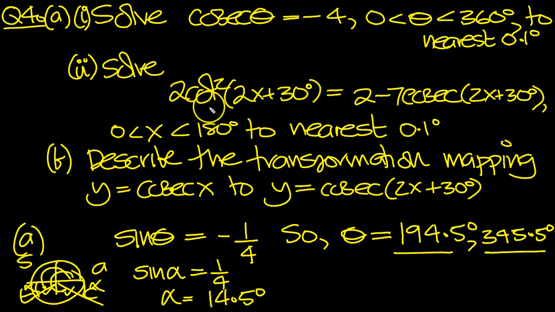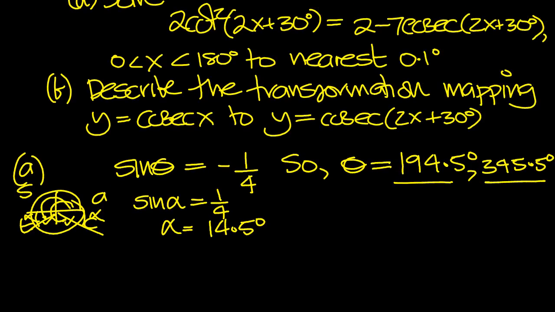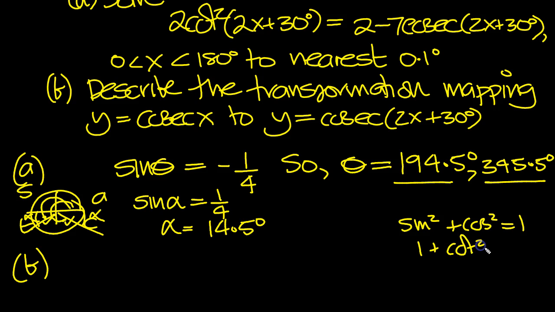Now part 2, 2 cot squared. For part 2, when we're solving this, let's look at this trig equation. Basically, we need to remind ourselves of the trig identity. Sine squared plus cos squared is equal to 1. Now we want cot, so we want cos over sine. So divide by sine squared, we get 1 plus cot squared. And 1 over sine squared is cosec squared, isn't it? So now we can substitute cot squared for cosec squared minus 1 and get a quadratic in cosec.